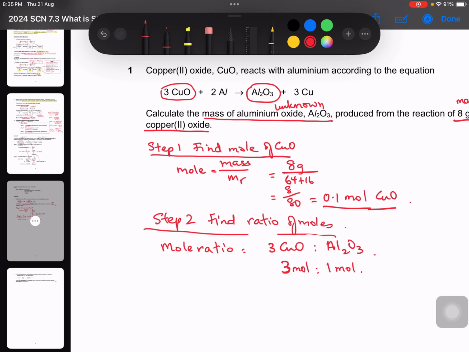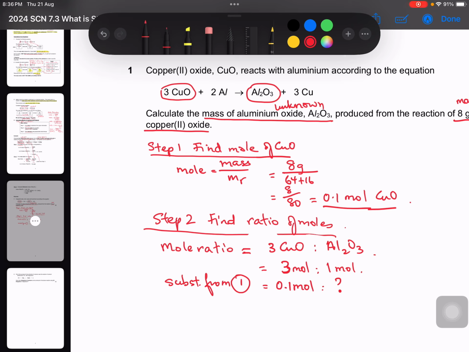Now substitute from step 1. In step 1, what did we calculate already? From 1, we know that CuO is 0.1 mole. Then how much is the aluminum oxide? That's what we want to find. So 3 becomes 1, so it's divided by 3. So 0.1 we have to divide by 3 as well.